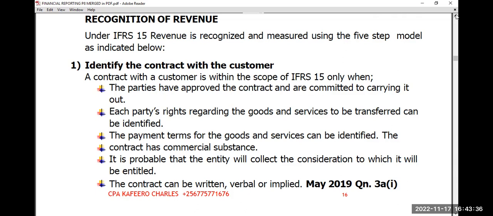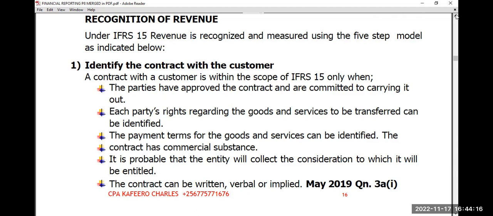The first step in the model is to identify the contract with the customer. Identifying the contract with the customer. Here we are trying to look at what are some of the indicators that you have a contract, or what shows that you have a contract with the customer.